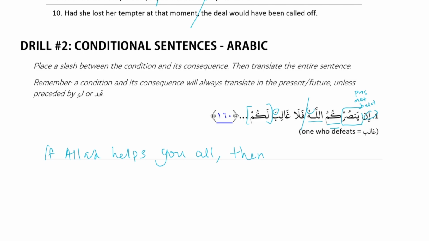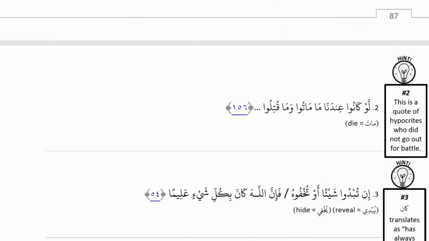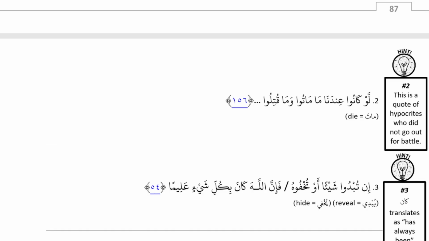So how do we translate la ghaliba lakum? Or how do we translate complete negation usually? There's absolutely no. Right. So a ghalib is one who defeats. So la ghaliba lakum is literally there's absolutely no one who defeats you. Yeah, and we don't translate the la because we're naturalizing. So then there is absolutely no one who defeats you, meaning no one can defeat you. Okay, good. Number 2. لو كانوا عندنا ما ماتوا وما قتلوا.